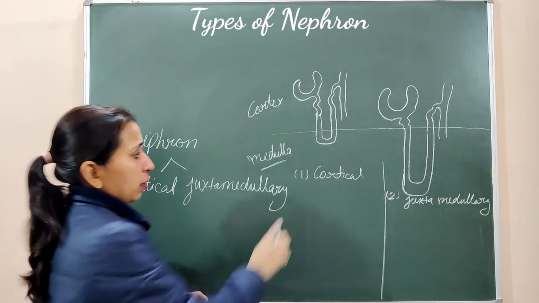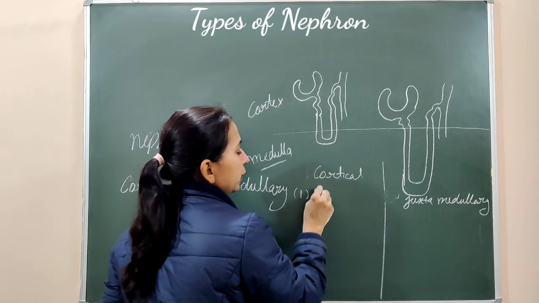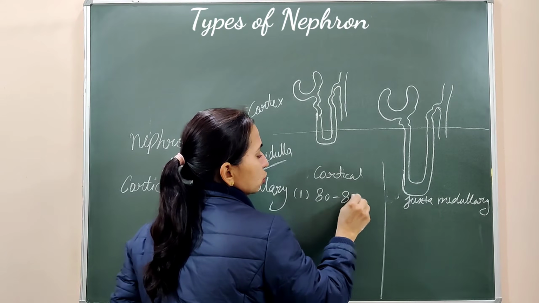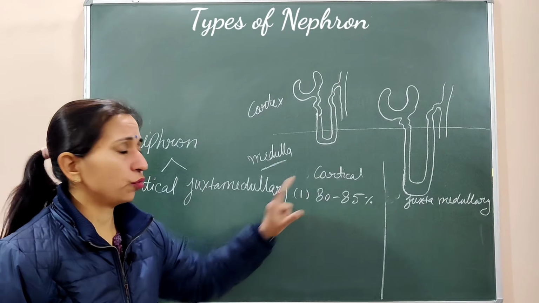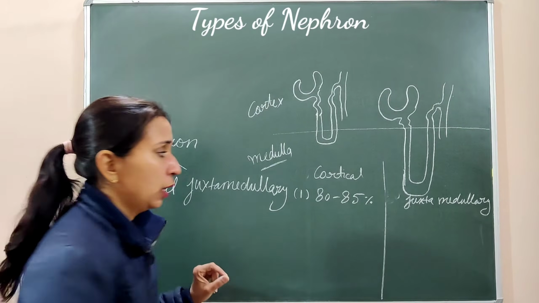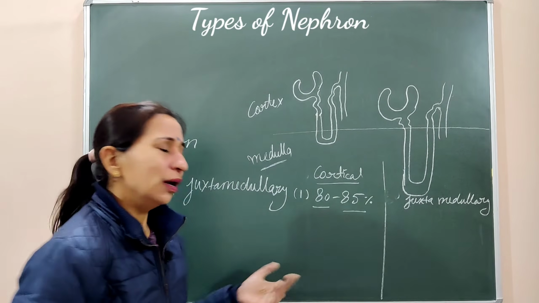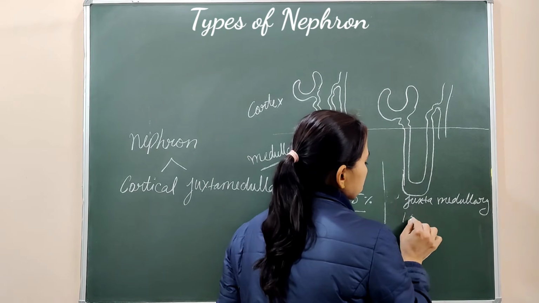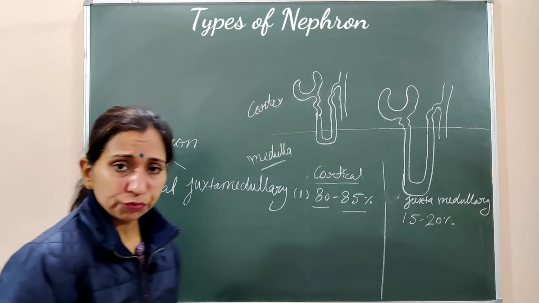The first difference about the cortical nephron is that almost 80 to 85% of the nephrons present in the mammalian kidney are cortical nephrons. Basically cortical nephrons are found in high amount. Only the rest, that is 15 to 20%, is made up of juxtamedullary nephron.